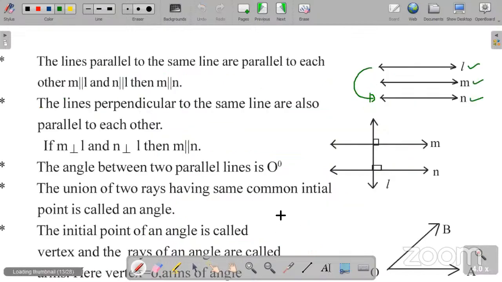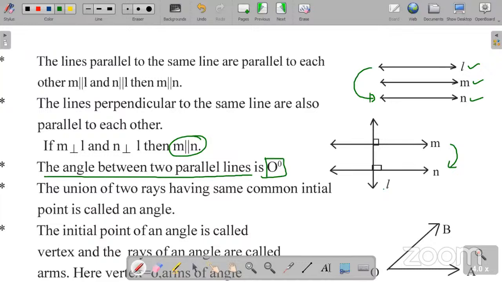One more concept. Lines perpendicular to the same line are also parallel to each other. This is very important. For example, if M is perpendicular to L and N is also perpendicular to L, then M and N are parallel. Okay, one more very important point. The angle between two parallel lines is 0 degrees. We can write it like this.